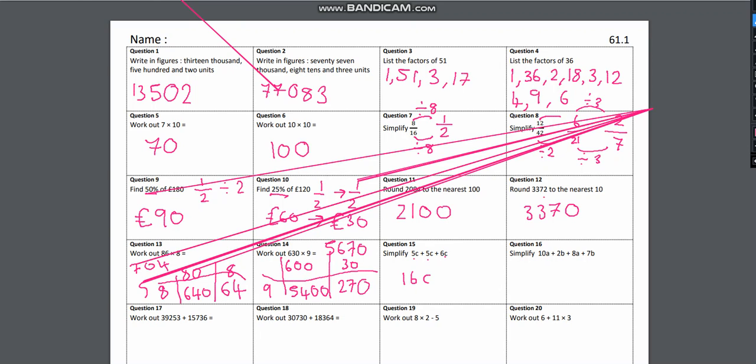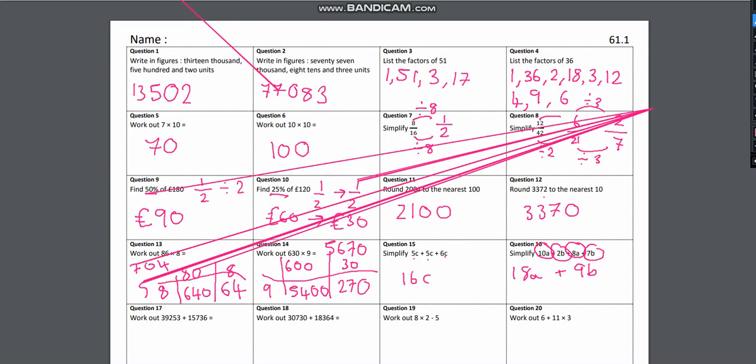Next one's a little bit more confusing because we've got a's and b's, but we've just got to group them, okay? So we've got 10a and we've got 8a, and it's got an addition sign there, so 10 plus 8 is 18. So we've got 18a. Then we've got a 2b, and we've got a 7b, and again it's addition, so it's nice and simple. So 2b plus 7b would be 9b.